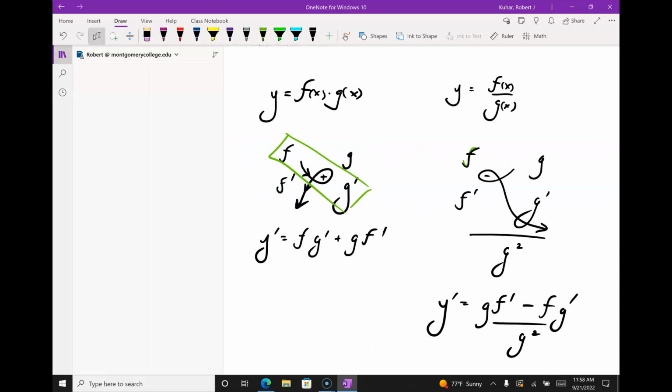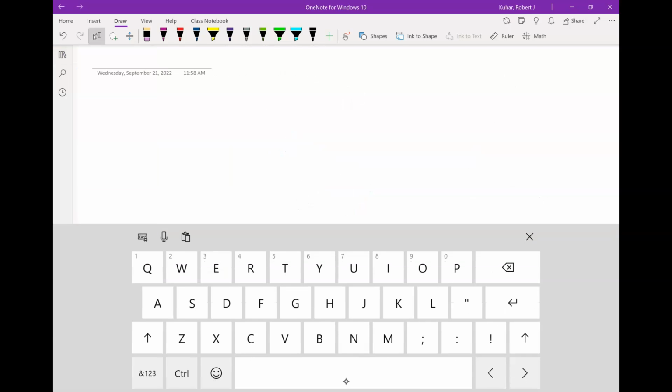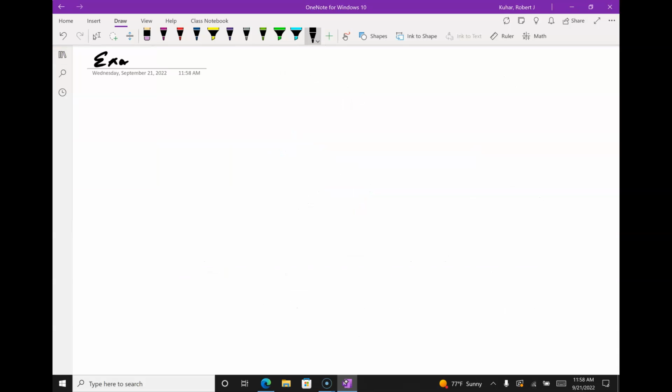All right, here we go. Example, with and without. We're only doing the product rule today. Friday we'll do the quotient rule.